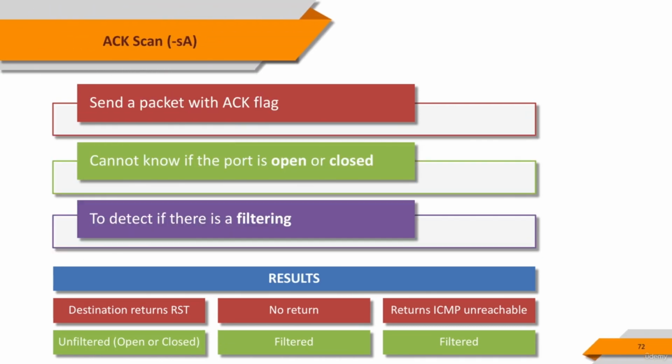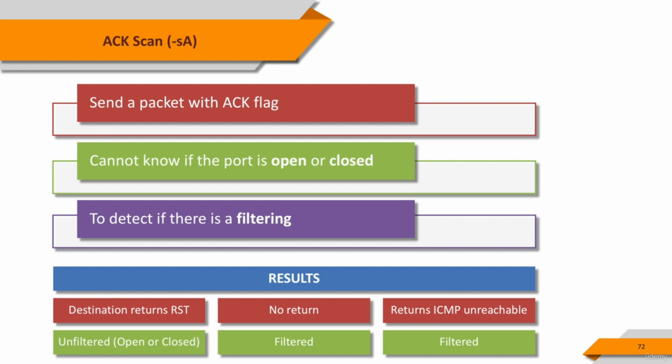This scan is different than the others discussed so far in that it never determines open or even open filtered ports. It's used to map out firewall rule sets, determining whether they are stateful or not and which ports are filtered. The ACK scan probe packet has only the ACK flag set.